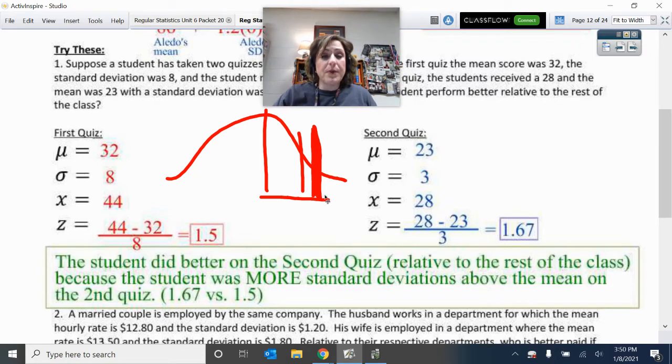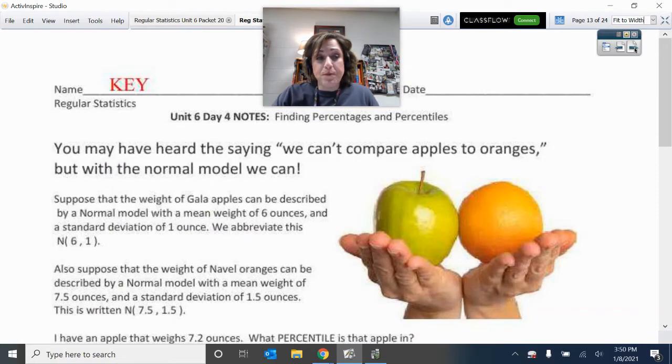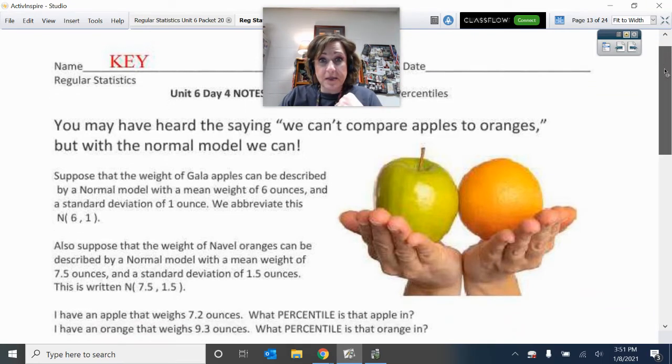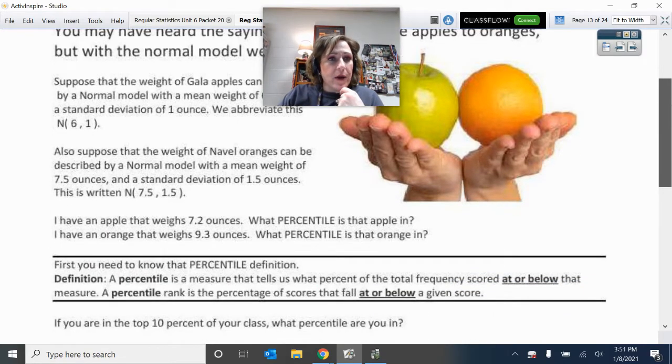So, relative to the average for the quiz, the student did better on the second quiz. So he was higher up in the class relative to how everybody else did. Okay, so it's that idea that we're going to expand upon today. We had talked about how you can't compare apples to oranges because they have different weights. The apples are averaging 6 ounces, but the oranges are averaging 7.5. Well, with the normal model and with the Z scores, we can compare those two things.